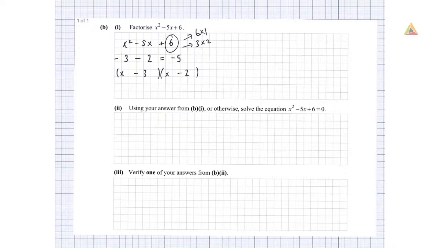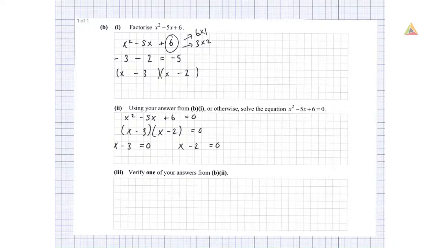Now for part 2, and I touched on this briefly in week 2, using your answer, solve the equation x squared minus 5x plus 6 equals 0. Now we're after factorising it, so instead of putting in x squared minus 5x plus 6, I'm going to put in x minus 3 by x minus 2 equals 0. And the way you do this is I'm going to do it separately. So I'm going to write down x minus 3 equals 0 and x minus 2 equals 0.